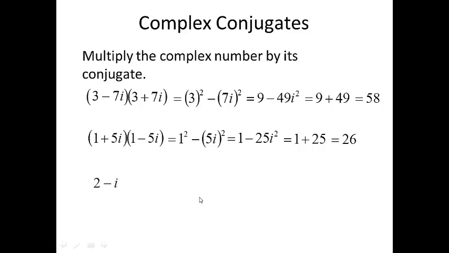Okay, one more. 2 minus i. The conjugate is 2 plus i. You want to try and finish this, you should pause it. Okay. What did you get? That's 4 plus 1, which is 5. Okay.